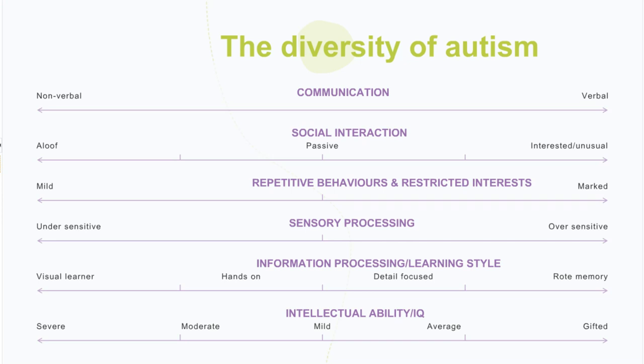So I'm going to go through each of these characteristics, and feel free to type in the text box any comments that you have about the young person that you work with or that you're the parent of, and how their characteristics might impact on their well-being and resilience. So we'll start with communication.